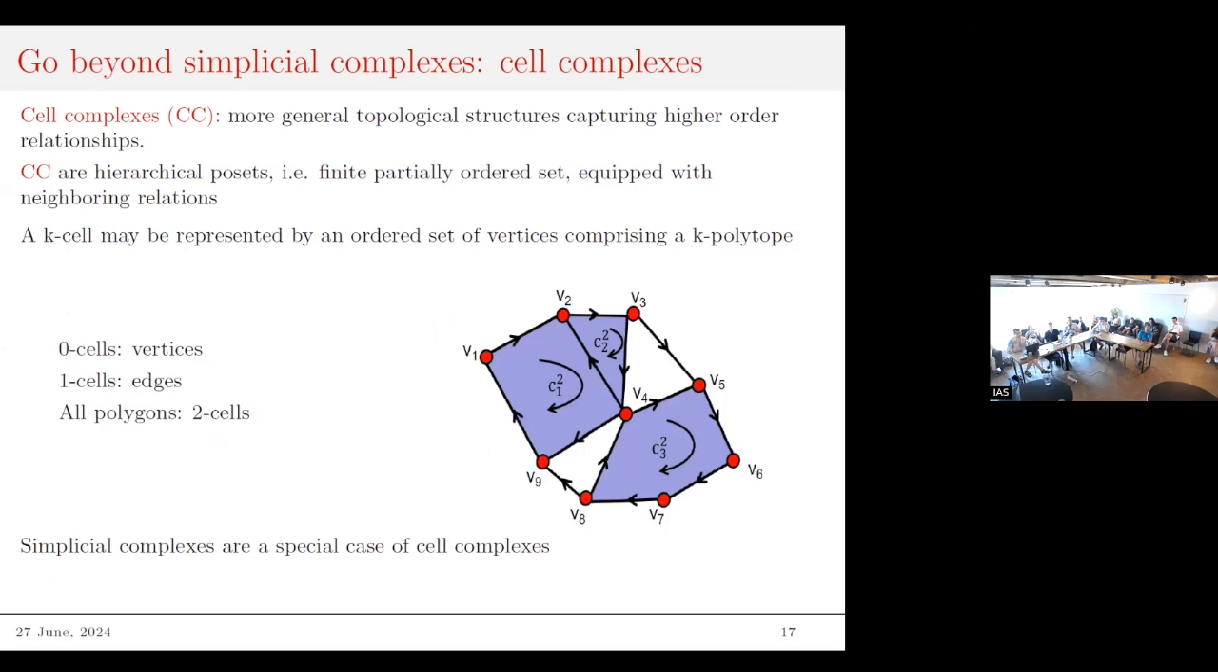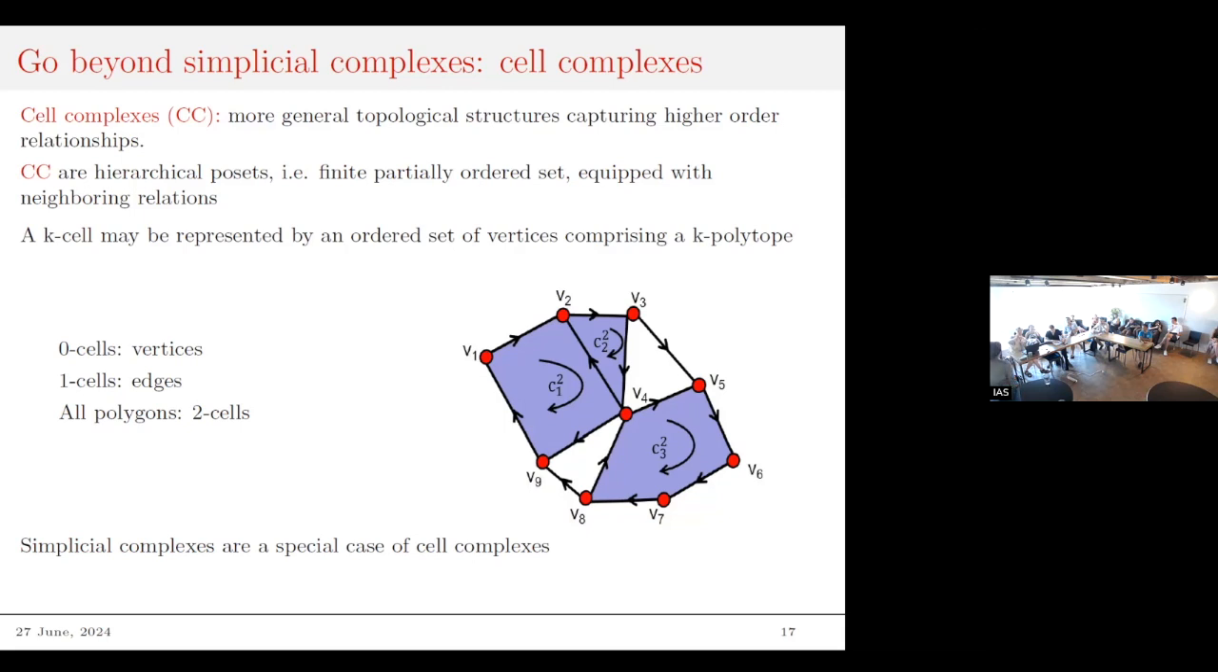Then we needed to go beyond simplicial complexes. We needed to consider cell complexes. Cell complexes are more general topological structures that are able to capture higher order relations. For example, we have the presence of triangles, of polygons of any dimension, and we call vertices 0-cells, edges 1-cells, and all polygons cells of second order. Simplicial complexes are a special case of cell complexes.